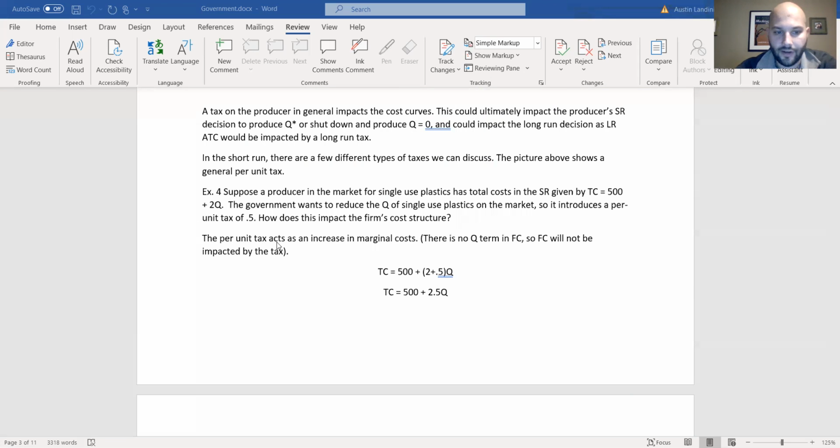Well, again, the per unit tax just acts as an increase in marginal costs. There's no Q term in fixed cost, so fixed cost won't be impacted by the tax. The tax says for each additional Q you produce, you have to pay this 0.5. So here's our total cost: fixed cost 500, plus now our marginal costs are 2 plus 0.5. Fixed cost plus variable cost gives us our total costs.